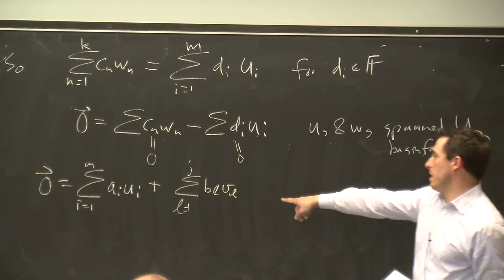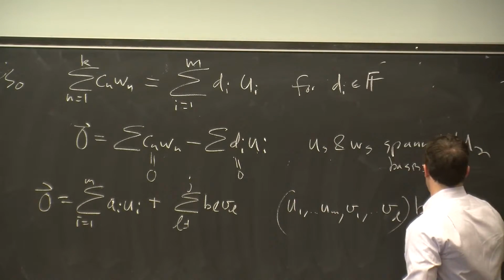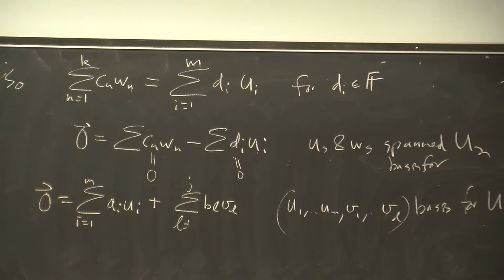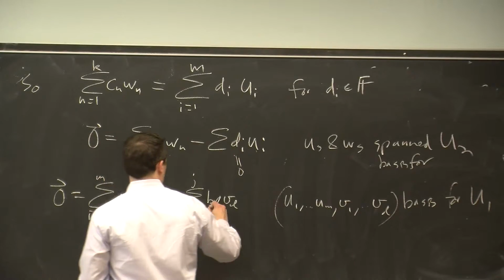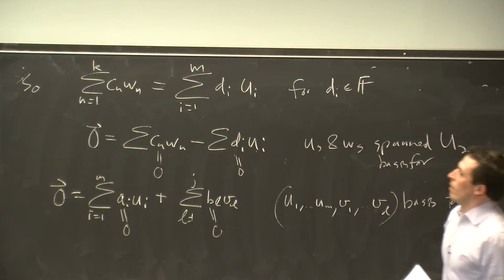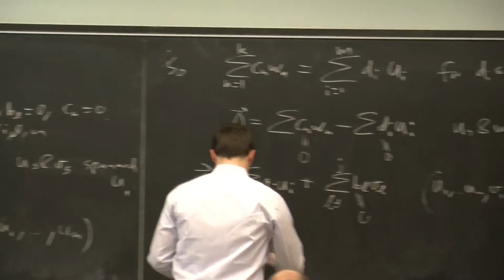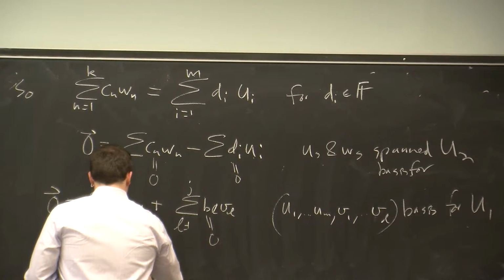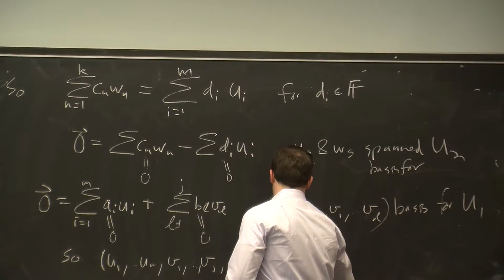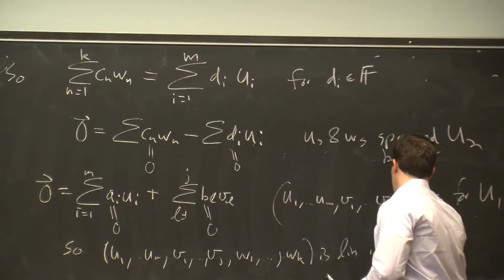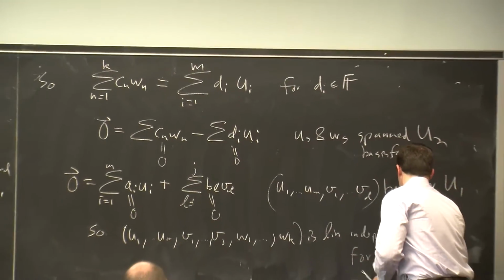And again, the u's and the v's, u1 up to um, v1 up to vl, was a basis for U1, in particular a linearly independent set. And so the fact that we have an expression for 0 means all the coefficients that appear in that expression must be 0. So in fact, all the coefficients that appear in our expression are 0. That's what we needed to show. So this list u1 up to um, v1 up to vj, w1 up to wk is linearly independent. And since it was spanning, it's also a basis for U1 plus U2.